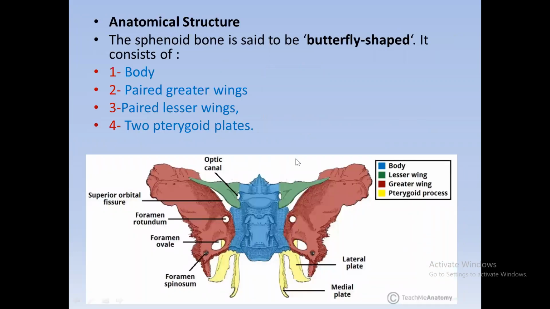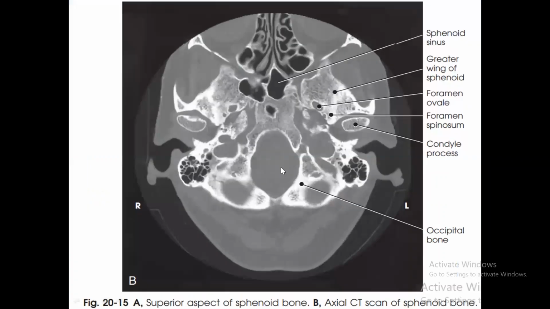Anatomical structure: the sphenoid bone is said to be butterfly-shaped. It consists of the body, paired greater wings and paired lesser wings, and 2 pterygoid plates on each side. This is the medial pterygoid, and this is the lateral pterygoid plate. This is an axial CT scan of the sphenoid bone, in which we can see the sphenoid body and the greater wing of sphenoid. This is the foramen ovale, and this is the foramen spinosum.